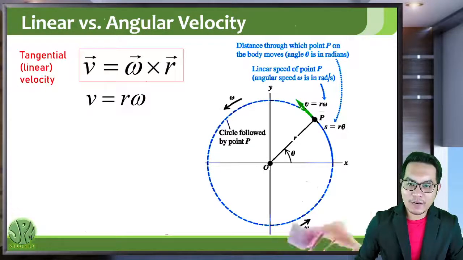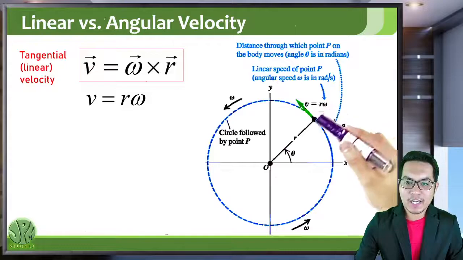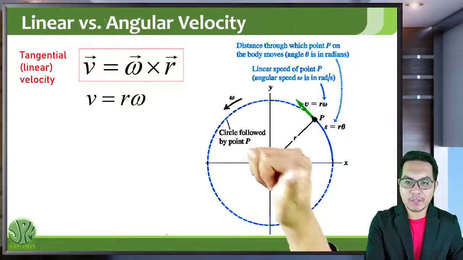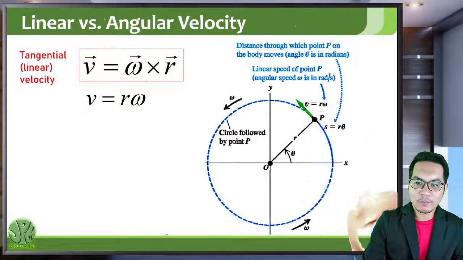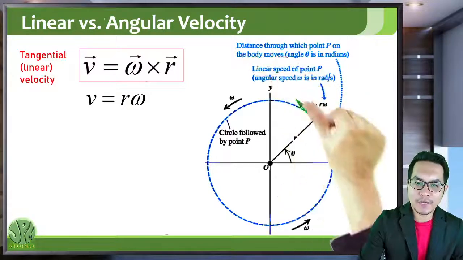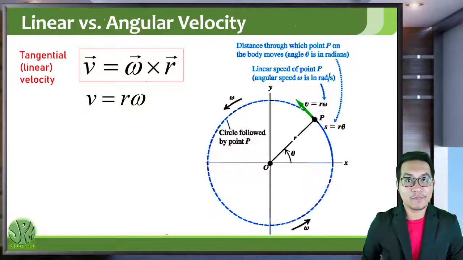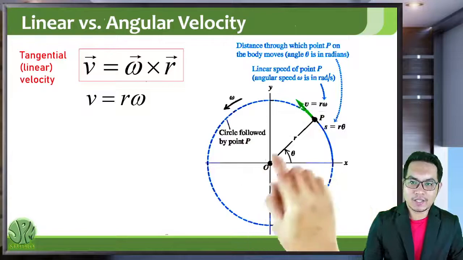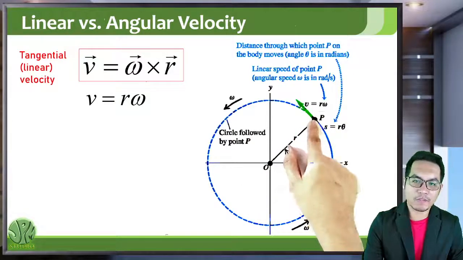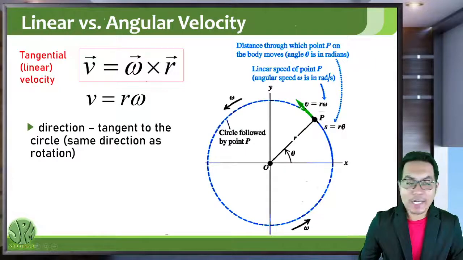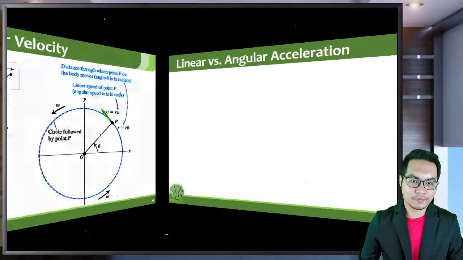Okay, so this is the r vector, if you will notice, and your omega vector is actually out of the plane, perpendicular to this plane. So you take omega, which is up, cross r, so you will get v. So v is always tangent to the circle, or tangent to the path of the object, or tangent to the path of this point P here. So the direction is tangent to the circle, the same direction as the rotation.